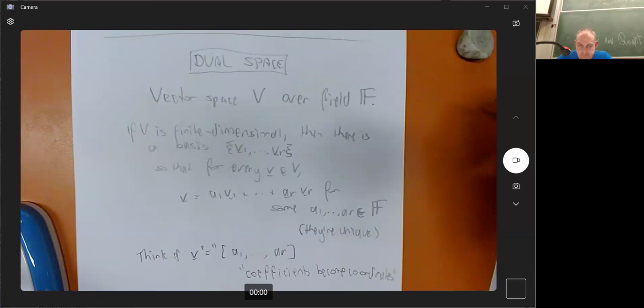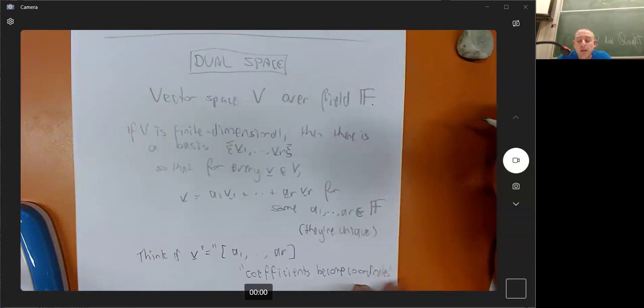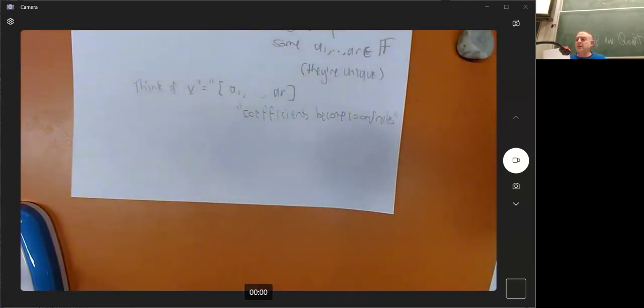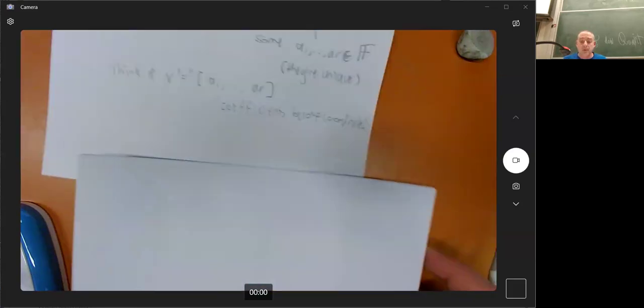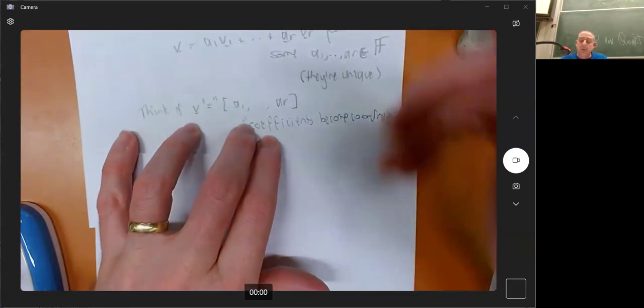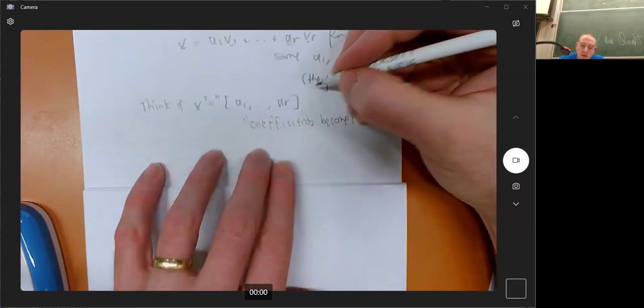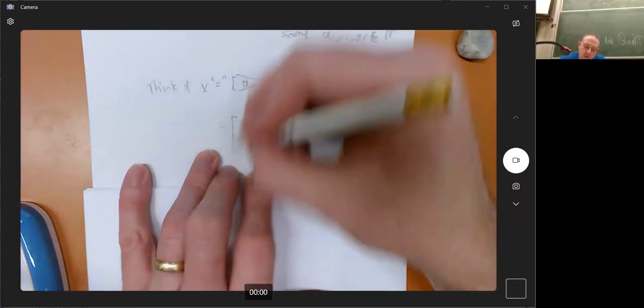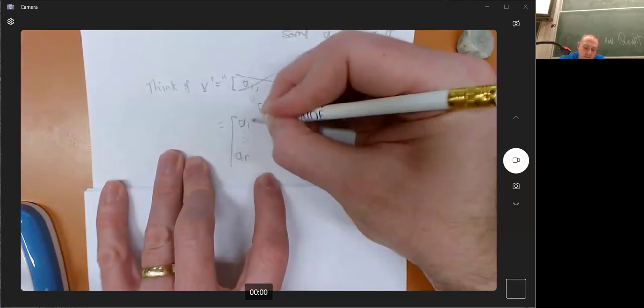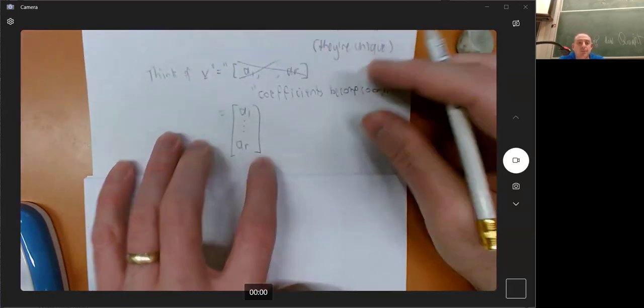All right. Well, you know how in Rn you can write vectors as either rows or columns. And when you do a row times a column, it does the dot product. I'm just going to do this and write it as a column for reasons in a second.